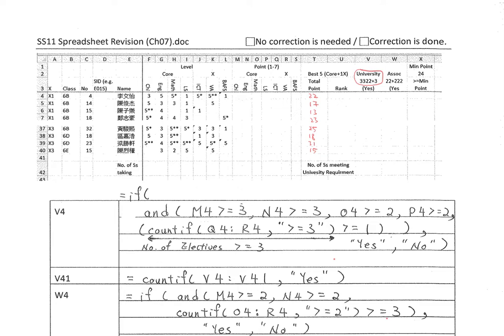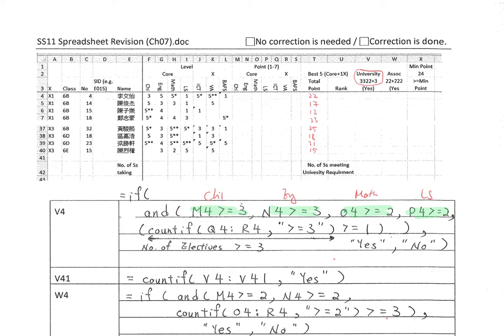In this case, because the result is only true or false, we'll use the AND function. Because the requirement is that Chinese, English, Math, and LS should get at least 3, 3, 2, and 2, we use AND to make sure that all these requirements are matched.